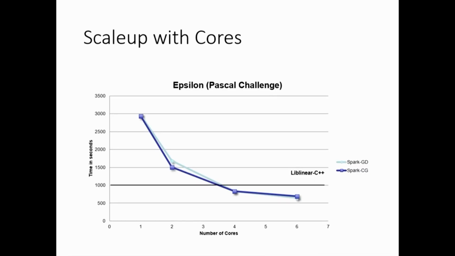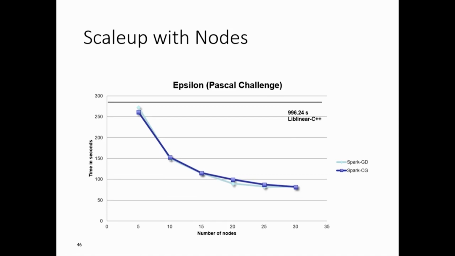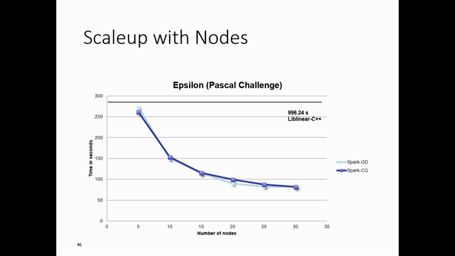And then you can see that you can run it on many cores, like you can run it on 6 cores, and you can run it on 30 nodes, and then you get some sort of a scale up, okay. So for the same data set, you can increase the number of nodes and see how much faster the program is running, and this is what I have plotted here, okay.